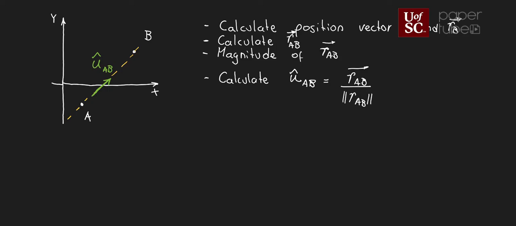The first, calculate the position vectors RA and RB. And in some cases, you might be able to skip that step if it's clear how you find the vector RAB. So that's the position vector from A to B. Then you can calculate the magnitude of RAB. And then finally, you can just take that vector RAB and divide it by that magnitude RAB. That means taking each of the components of that vector and dividing it by that magnitude.